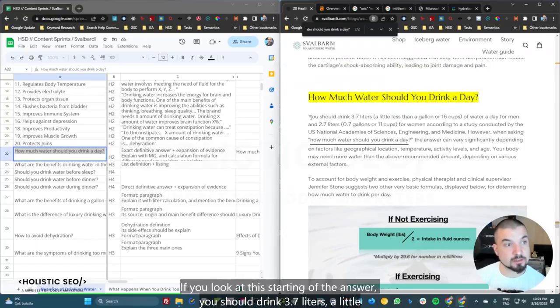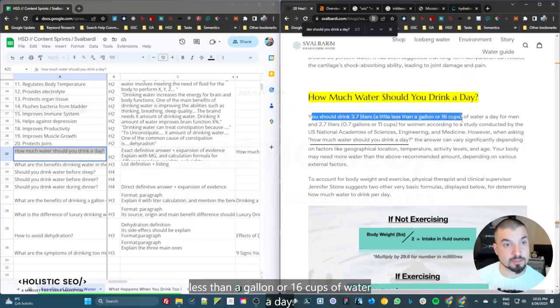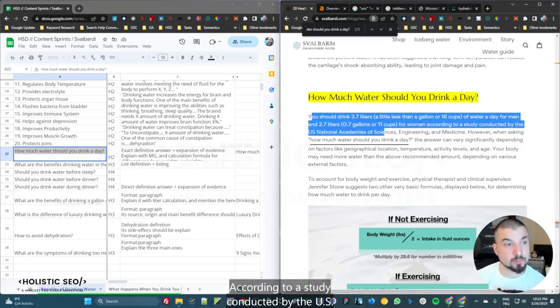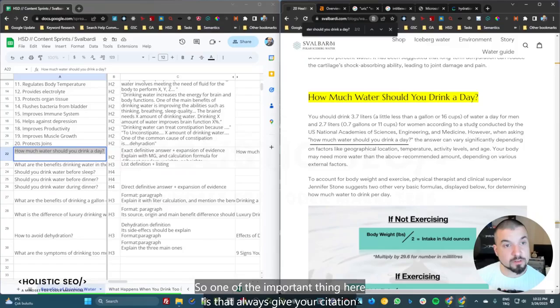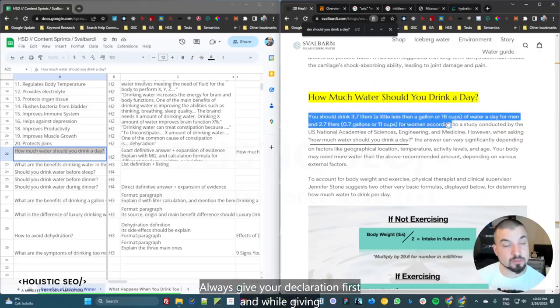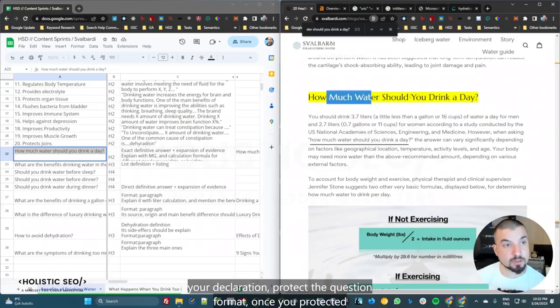If you look at the starting of the answer, you should drink 3.7 liters, a little less than a gallon or 16 cups of water a day for men, and 2.7 liters, and again the gallons and the cups for women, according to a study conducted by the US National Academies of Sciences, Engineering and Medicine. So one of the important things here is that always give your citation or your source at the second part. Do not start your sentence with this section. Always give your declaration first, and while giving your declaration, protect the question format.